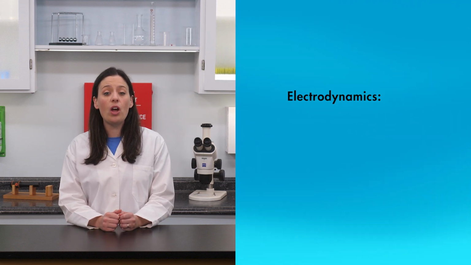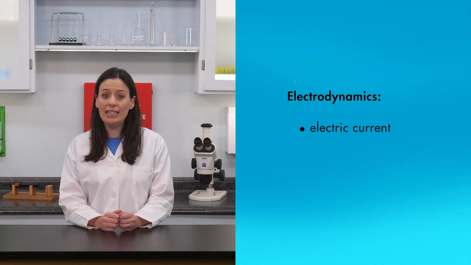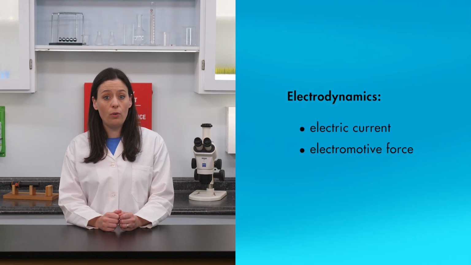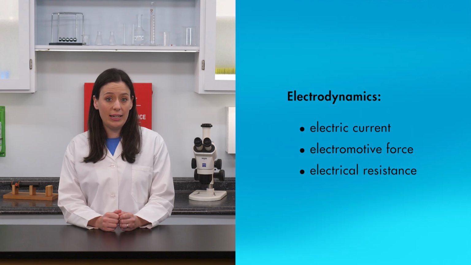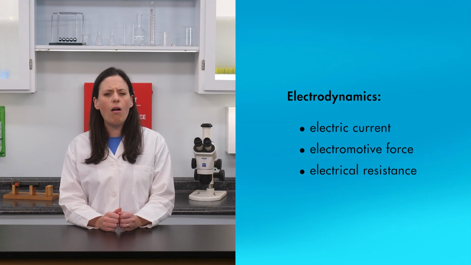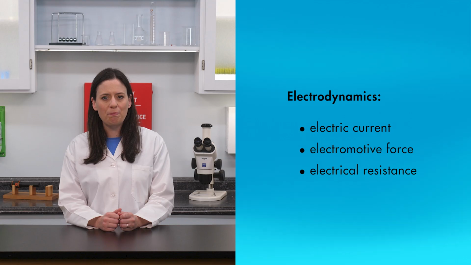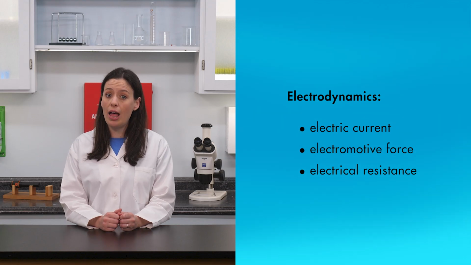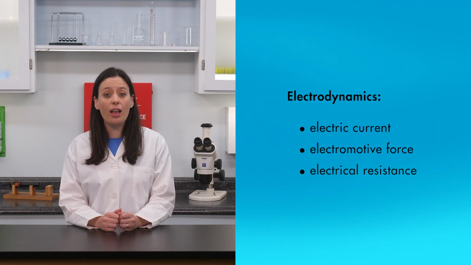Electrodynamics is based on three fundamental concepts: electric current, electromotive force, and electrical resistance. Electric current, electromotive force, and electrical resistance are all related to each other, so a change in any one value will affect the other two values.